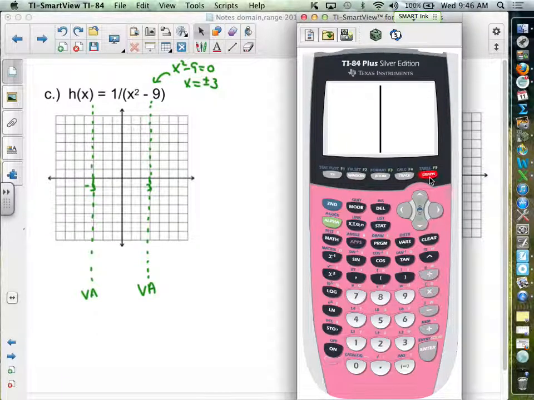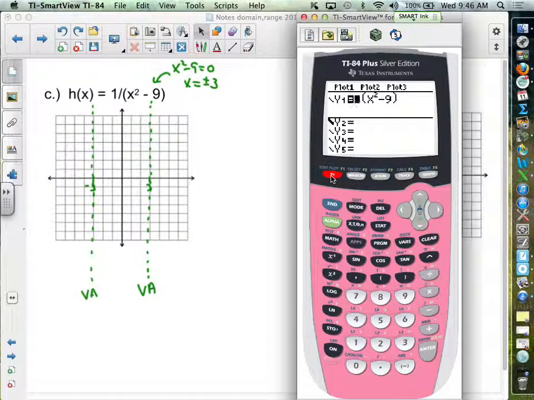Okay, graph. So I typed something in wrong here. Let's see. Oh, I missed my 1. 1 divided by x squared minus 9. Let's clear all this junk out. All right, now I think I'm good. All right, so let's hit graph.